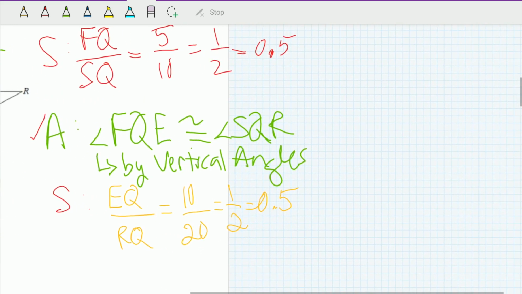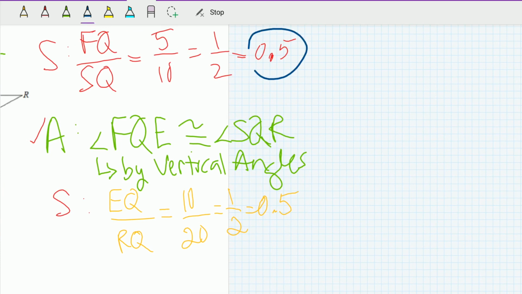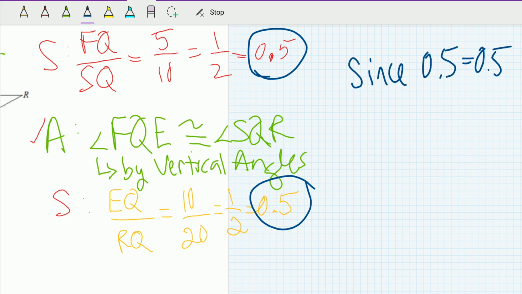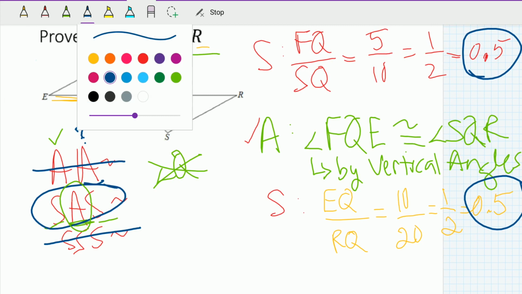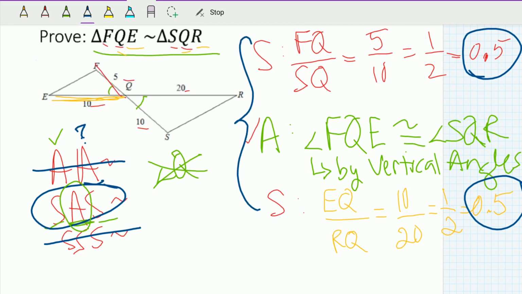And now this is what we're going to do. I'm going to say 0.5 is equal to 0.5. So since 0.5 equals 0.5, we have, sorry, that's supposed to say we. I know that says me. We have SAS similarity, which means we have an angle that falls in the middle based off of the diagram, not how I wrote it over here. You've got to be careful. It's because it's in the middle of the two pairs of sides that I compared. So we have SAS similarity.